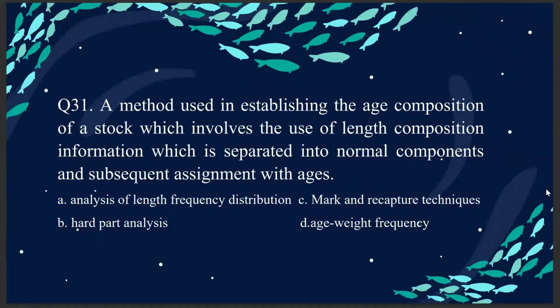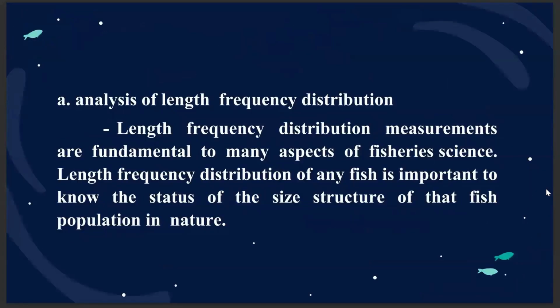Question number 31. Method used in establishing the age composition of a stock which involves the use of length composition information, which is separated into normal components and subsequent assignment of these to age. A. Analysis of length distribution. B. Hard part analysis. C. Mark and recapture techniques. D. Age weight frequency. The answer is A.